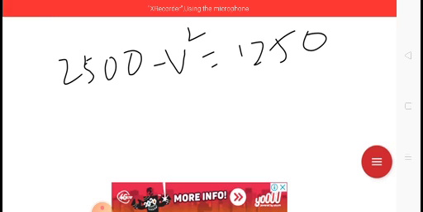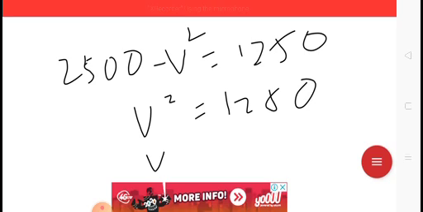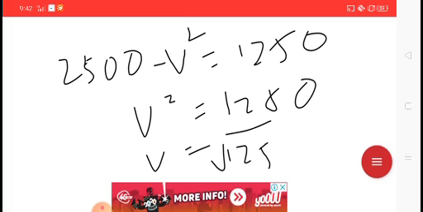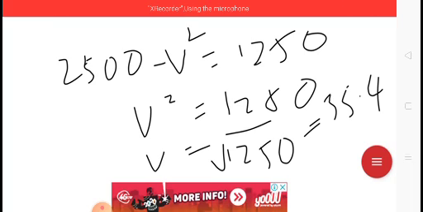Okay, and we deduce v squared will be equal to 1250. So v equal to square root 1250. So your v at the moment it touches the ground will be about 35.4. Yeah, so it's in the negative direction. Okay, so the magnitude is equal to 35.4 meters per second. Okay, so this is for part B.